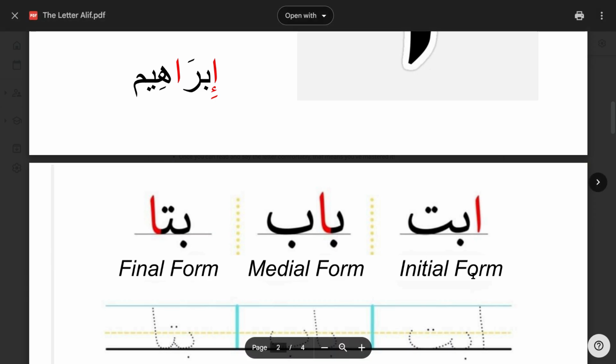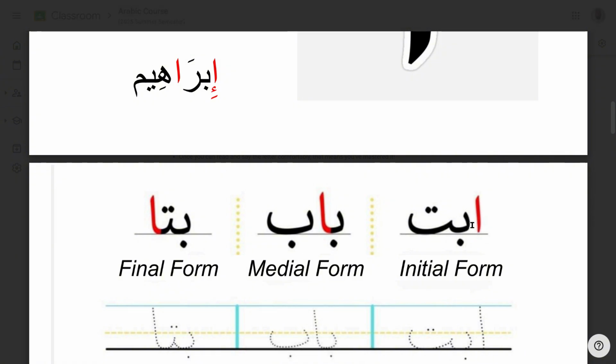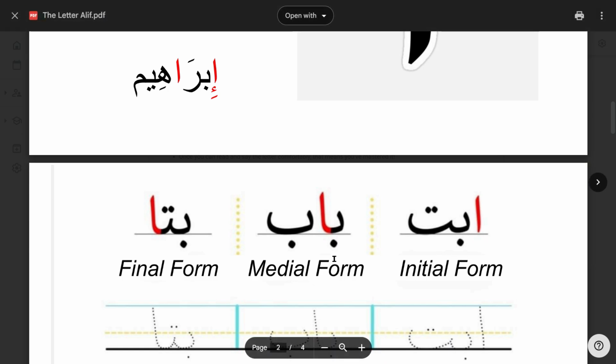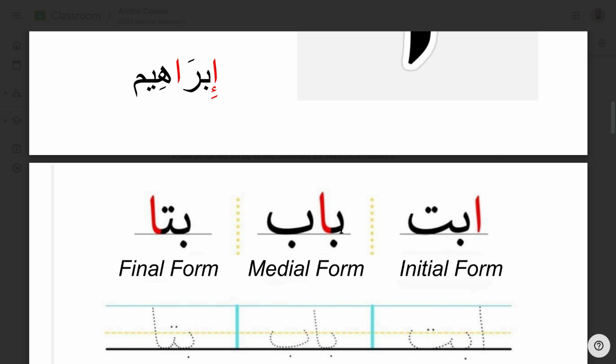So alif in its initial form, or in the beginning of the word, is technically its isolated form, but we also have to consider beginning, middle, and end, is that we have it by itself, no connection. Alif right here. We should be able to recognize ba and ta at this point. Alif, ba, ta. Alif in its middle form, in the middle of a word, it combines to its right, but it doesn't combine to its left.